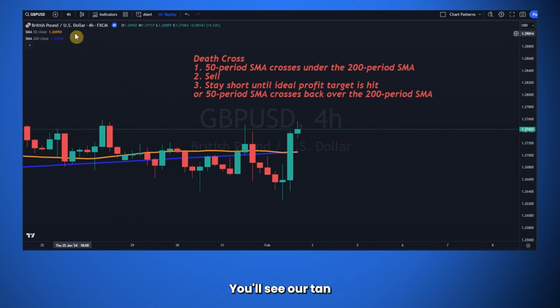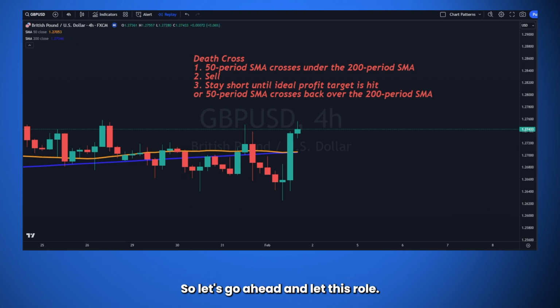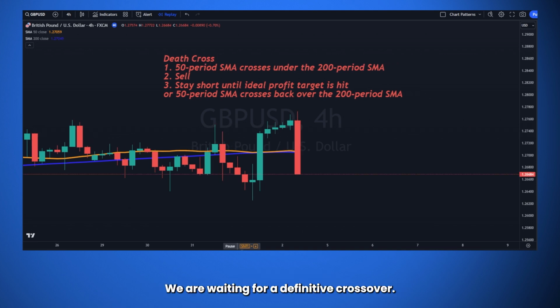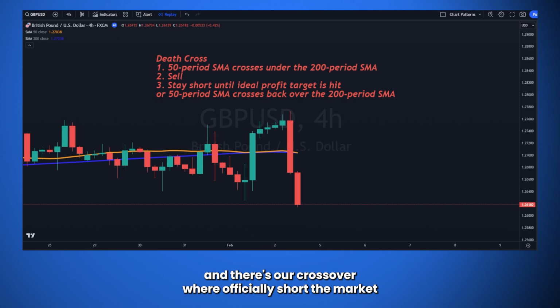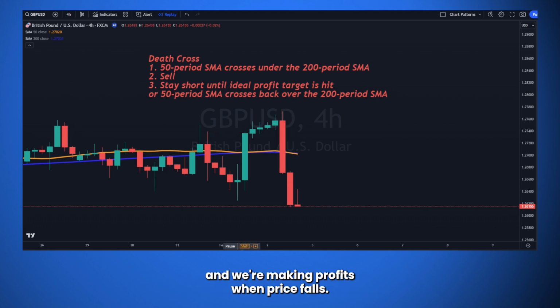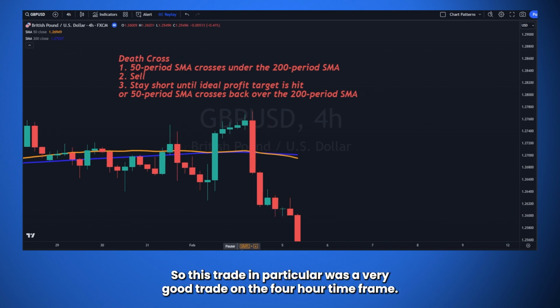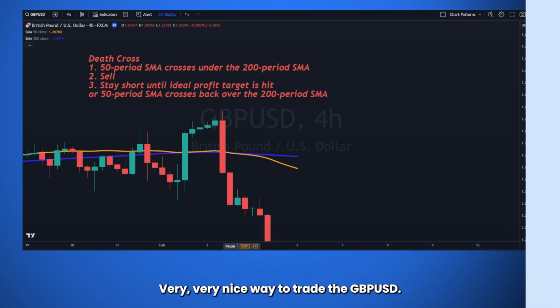You'll see our tan indicator is going to be our 50-period, and our blue is going to be our 200. So let's go ahead and let this roll. As you can see, our moving averages are close together. We are waiting for a definitive crossover. There's the big break, and there's our crossover. We're officially short the market, and we're making profits when price falls. So this trade in particular was a very good trade on the 4-hour time frame. Very, very nice way to trade the Great Britain pound USD.